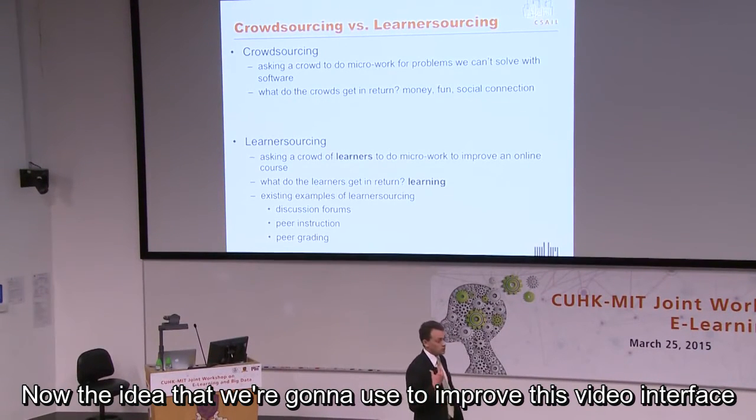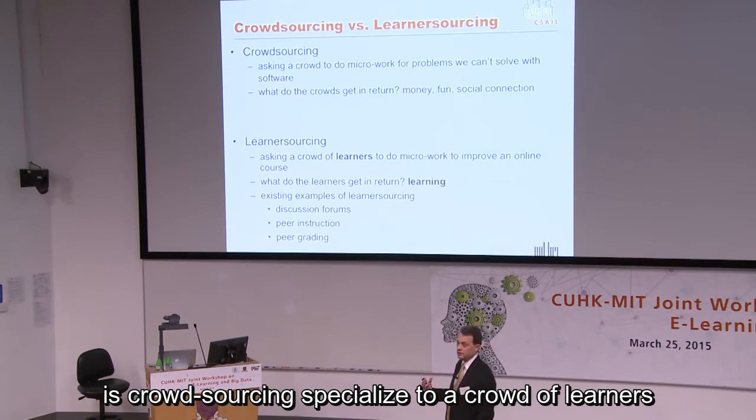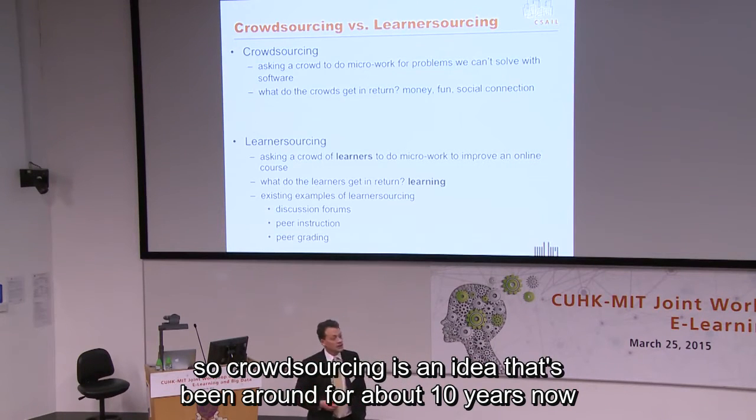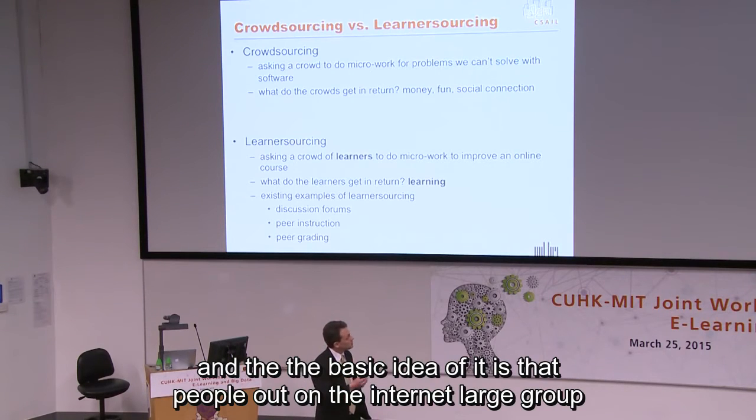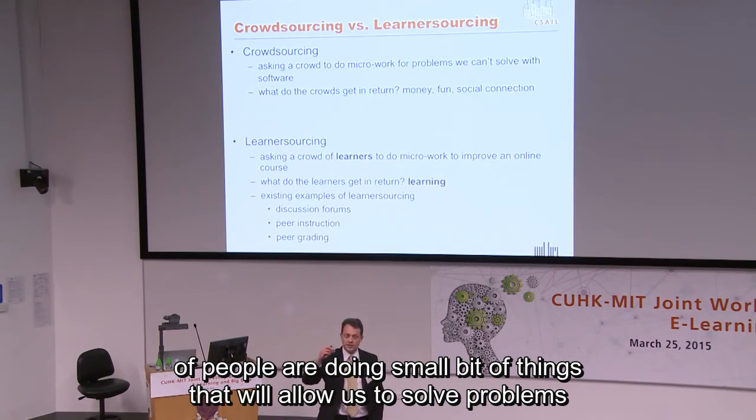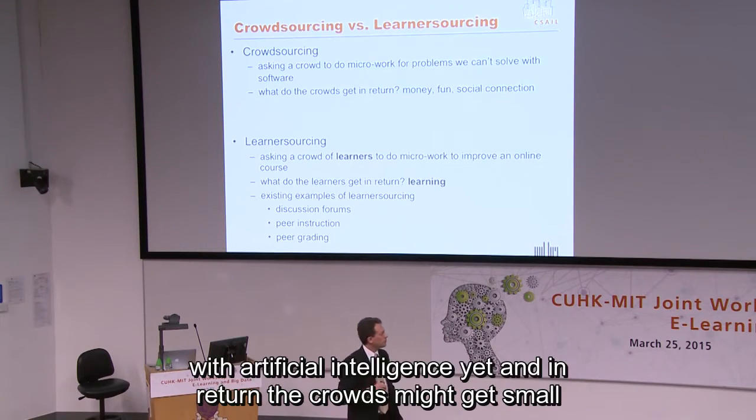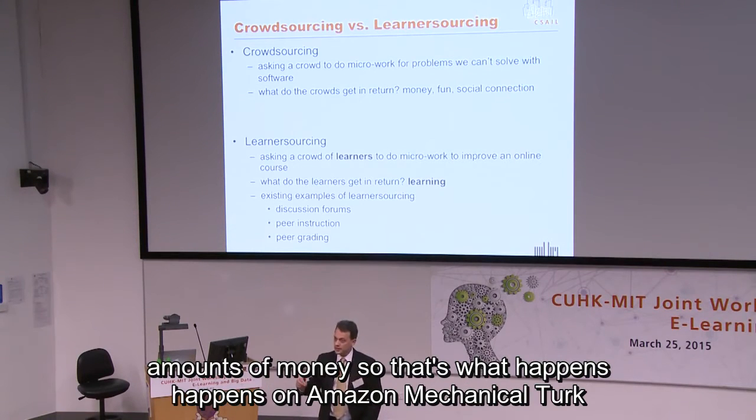Now, the idea that we're going to use to improve this video interface is crowdsourcing specialized to a crowd of learners. So crowdsourcing is an idea that's been around for about 10 years now. The basic idea of it is that people out on the internet, a large group of people, are doing small bits of things that allow us to solve problems that we don't know how to solve completely with artificial intelligence yet. And in return, the crowds might get small amounts of money, so that's what happens on Amazon Mechanical Turk.